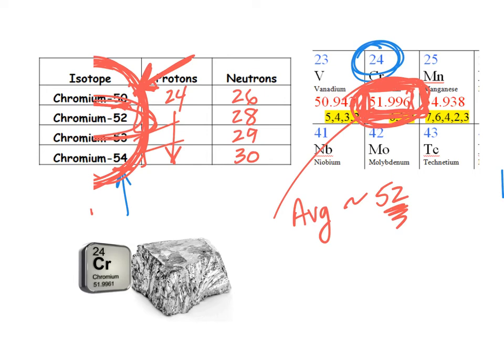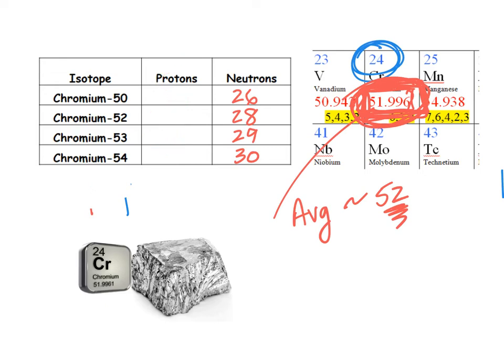Now a weighted average is different than a regular average in that if I took the average of 50, 52, 53, 54, I would just add them all up and divide by 4. But a weighted average uses the fact that you don't just have one of each of them. You might have a whole lot more of 52 than you do of 51 and so on. And you have to do what's called a weighted average. We will look at that a little bit more later.